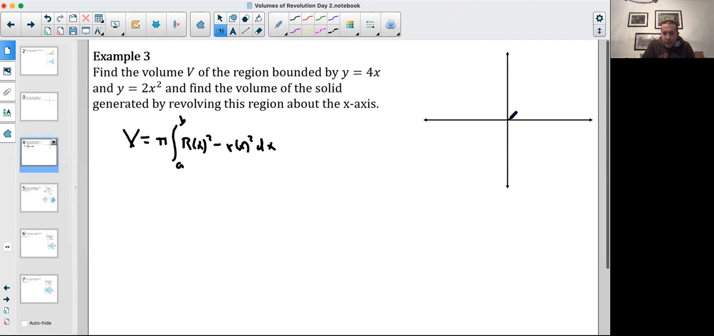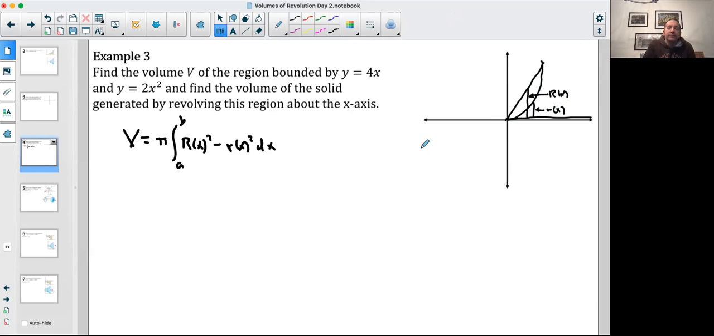So the region will look something like this. And this is the axis of rotation right here. So this distance here is one of the r's, and this distance here is the other one. This one is big R of x, and this one is little r of x.